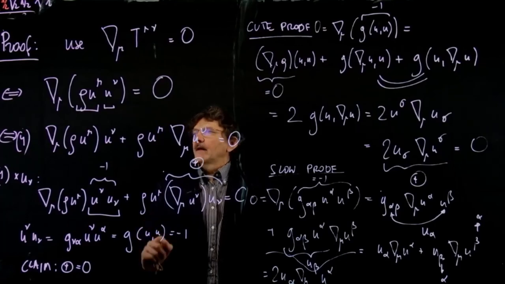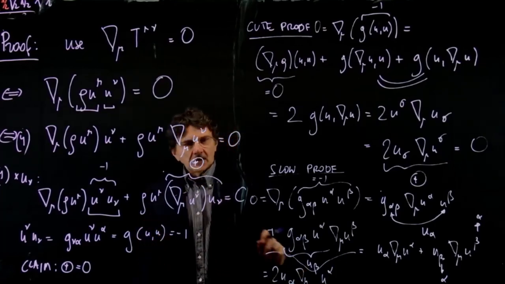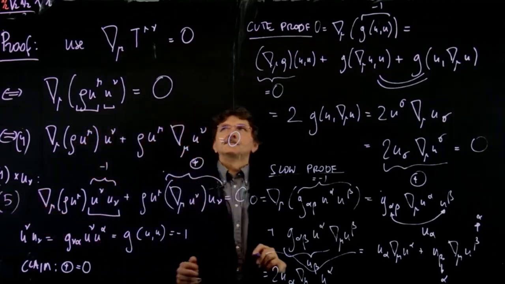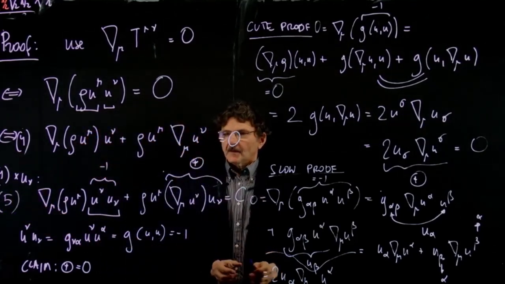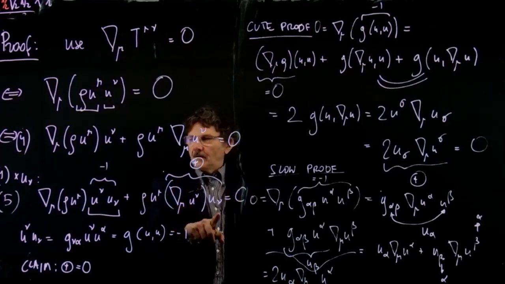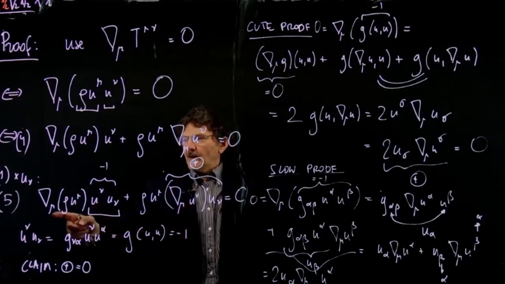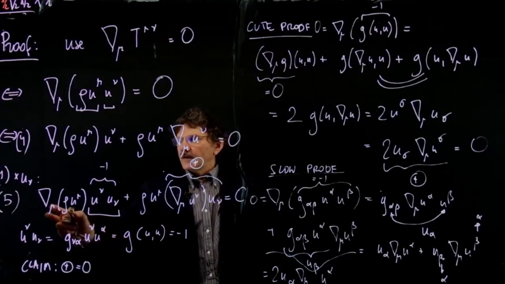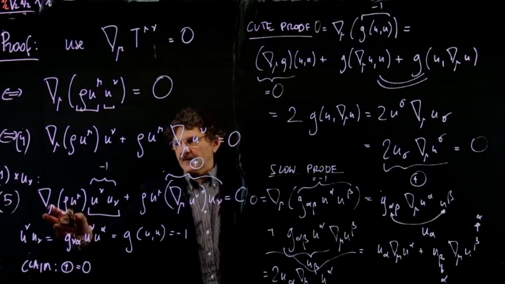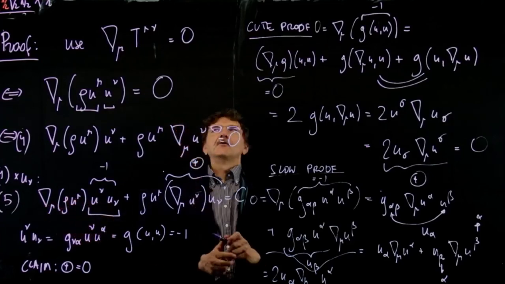And so if I go back to this equation, which we should call 5, this term is 0, this one is minus 1, so 5 gives me something called conservation of matter or something like that, divergence of rho u mu equals 0.